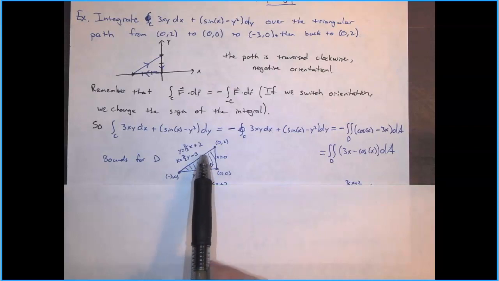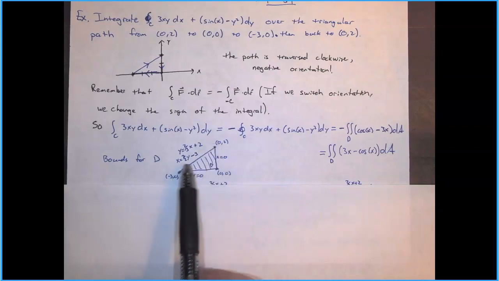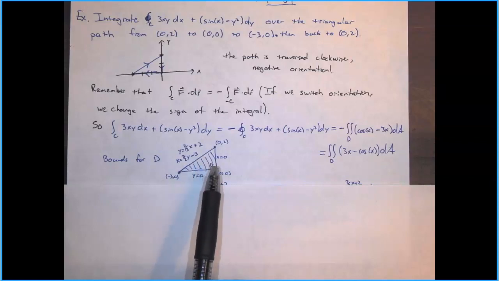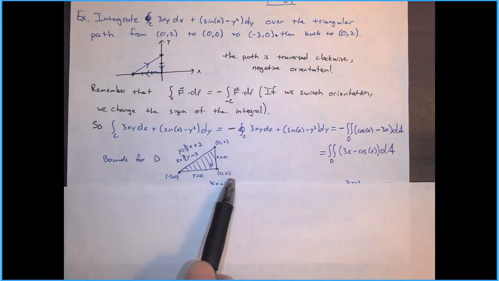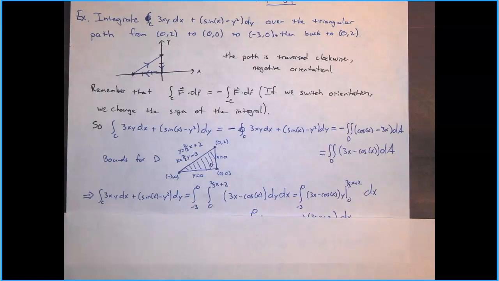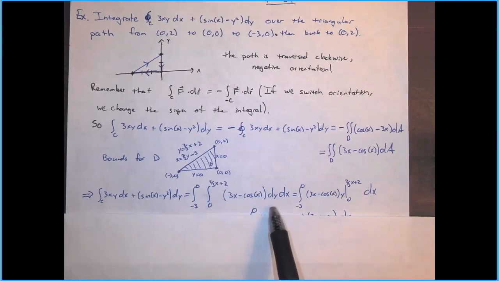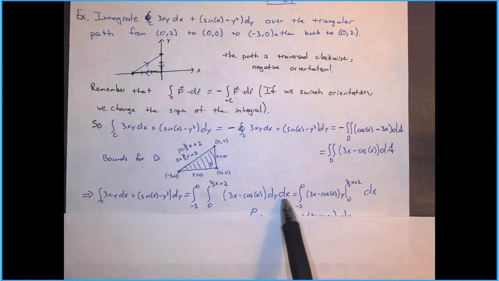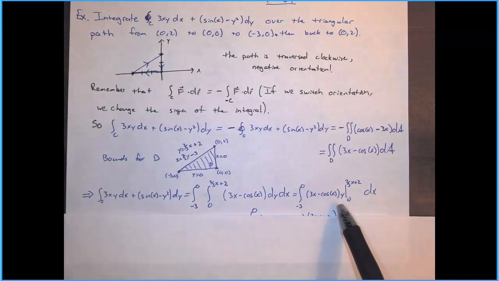So if I integrate with respect to y, I'm going from y equals 0 up to 2/3 x plus 2. Think of moving through this triangle vertically. And then my x bounds are going to be from negative 3 to 0, because negative 3 is the leftmost point, 0 is the rightmost point. So this integral I was asked to find is equal to the double integral, where I'm integrating from 0 to 2/3 x plus 2 in y, and from negative 3 to 0 in x, of 3x minus cosine x. If I integrate with respect to y first, I just get a y here, because this is just a function of x.